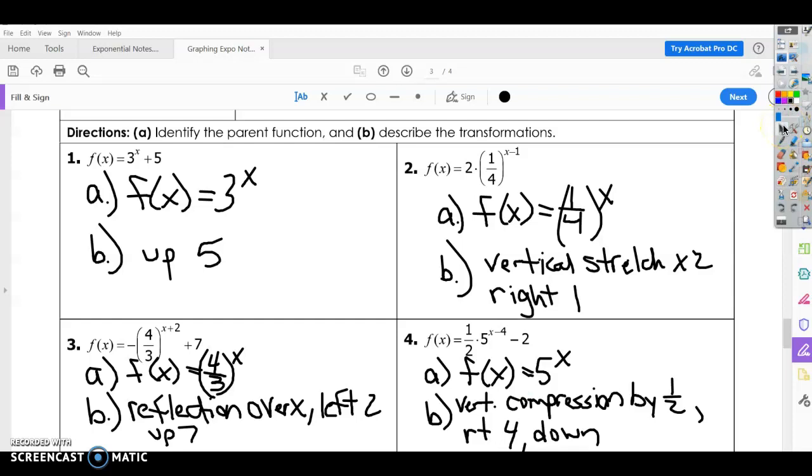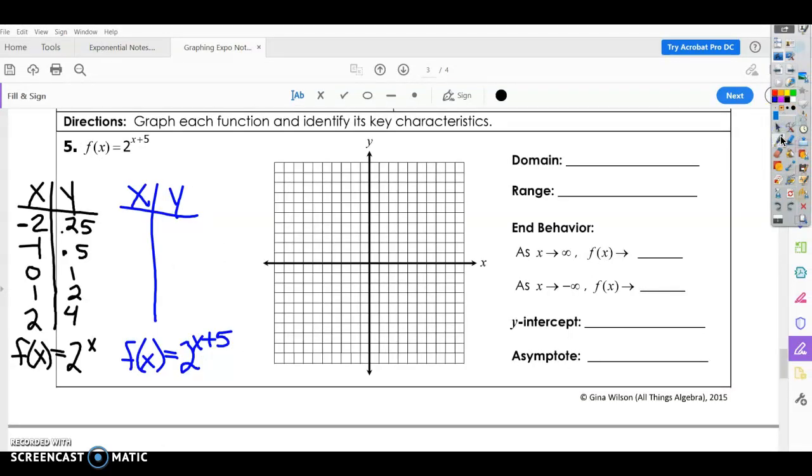All right, so now we're going to graph each function and identify its key characteristics. So you can see I've already made a table here. So x and y, and this is for the parent function, f of x equals 2 to the x. If you remember, we graphed this in the last video talking about the parent functions. So this is f of x equals 2 to the x and then plus 5.